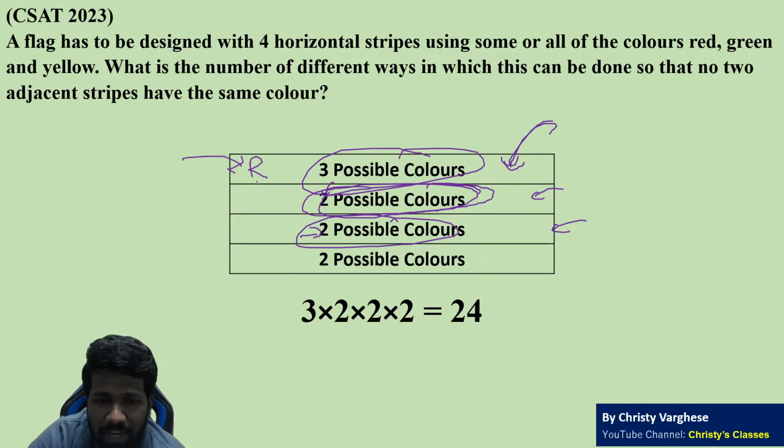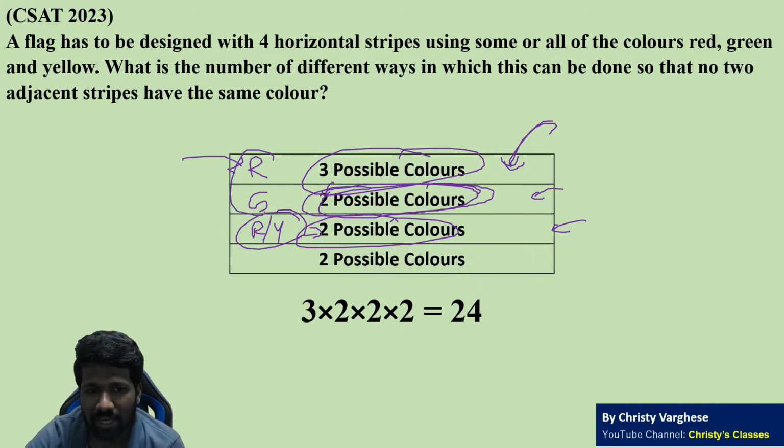But the color used here can be used here. For example, if you fill a red here, green here, again, if you want, you can put a red, or you can put a yellow also. That is why two possibilities. This is just an example. So two possible colors here.